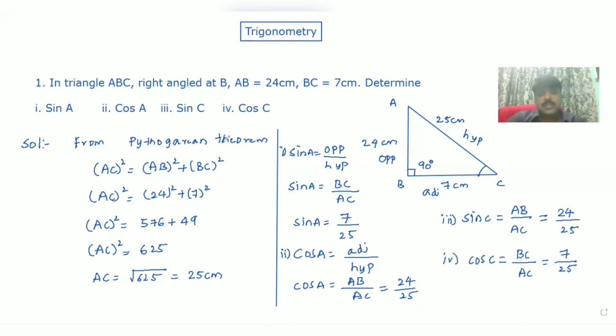These are the values he asks us to find: sine A, cos A, sine C, cos C. When we talk about angle A, the opposite side is BC and the adjacent side is AB. For angle C, the opposite side is AB and the adjacent side is BC. The hypotenuse remains the same, as it is always the side opposite to the right angle. Okay, let us take the next problem.